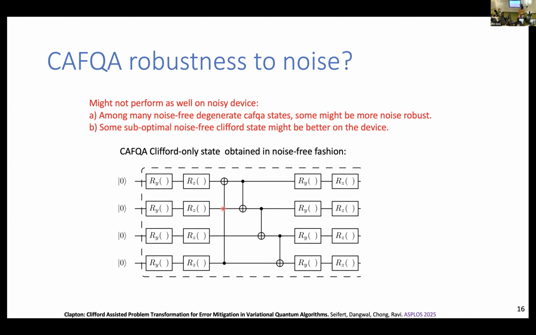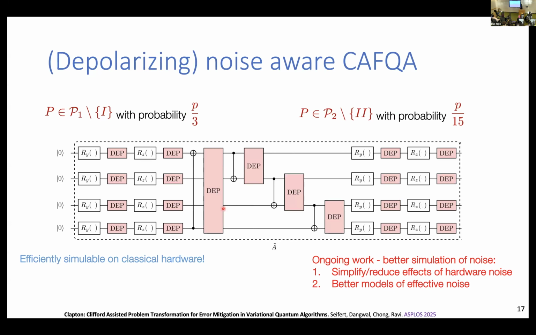So as an example, maybe Kafka might produce many noise-free states which are equivalent in the noise-free domain, but some of them might be more noise robust than others depending on their circuit structure. And similarly, there could be a suboptimal noise-free Clifford state, which maybe doesn't achieve the best energy noise-free, but it might actually perform better on the device, right? So none of this is achievable purely through Kafka because Kafka is only searching in the noise-free domain. So what we instead thought was we want to find the best Kafka initial state on the quantum device, right?